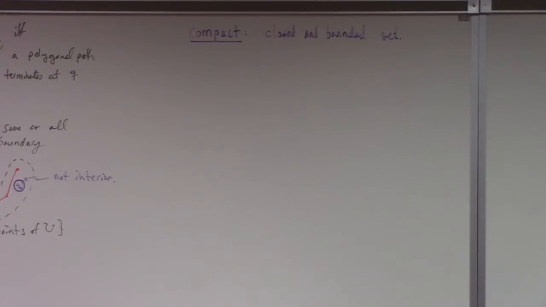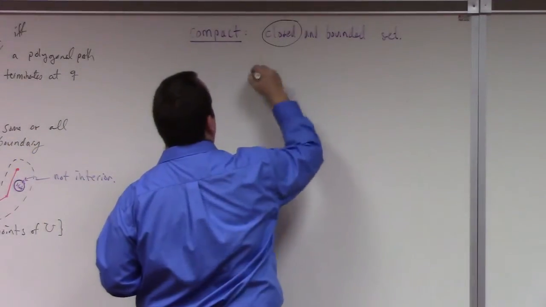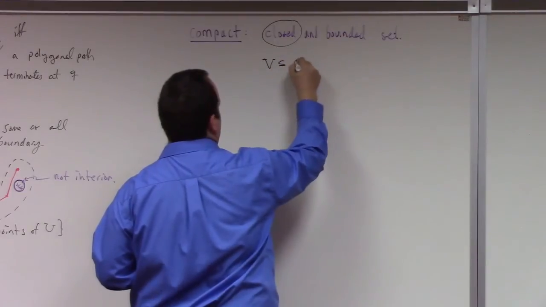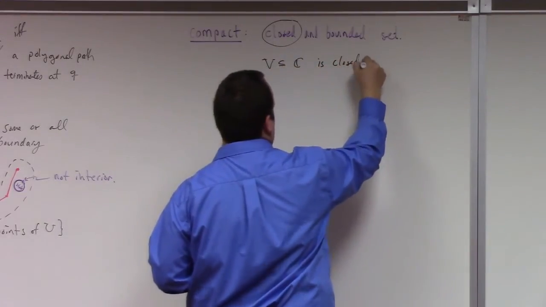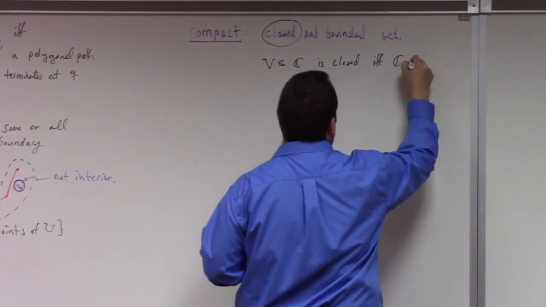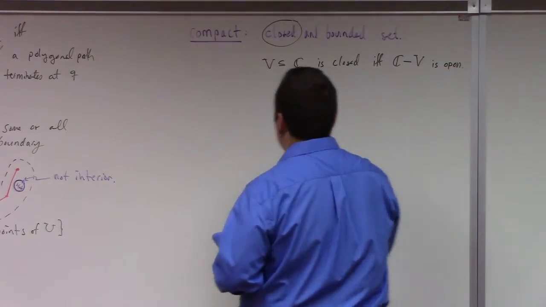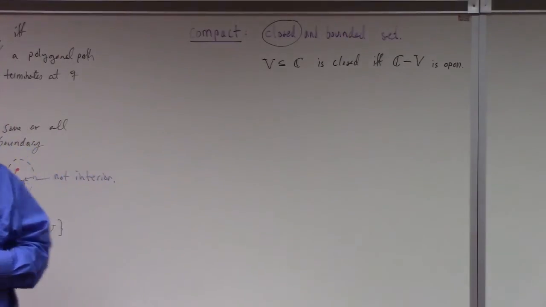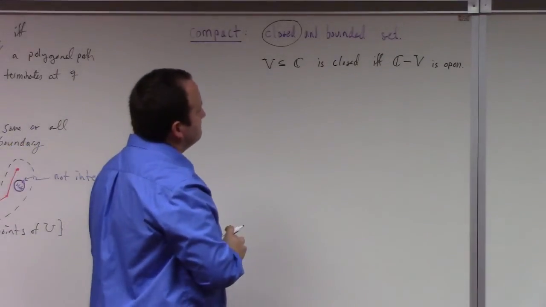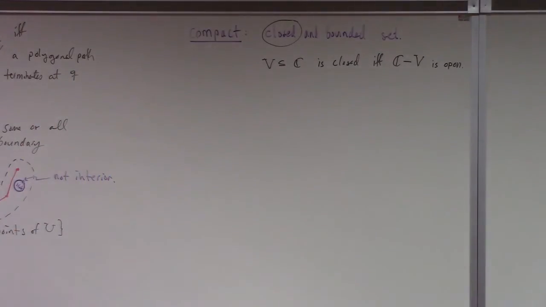Nothing I've drawn today yet is compact, though, because it has to be closed and bounded. What did closed mean? So we say V, a subset of C, is closed by definition if and only if the complex numbers with V removed is open. So it's closed if the complement is open. You could restate that in terms of the boundary, I think, yeah?